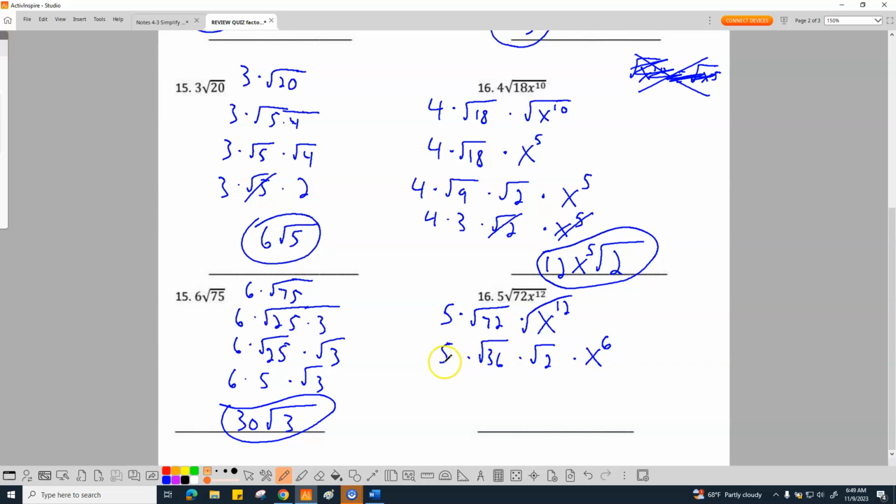Can I evaluate the 5? No. The x to the 6th? Nope. The square root of 2? It's all simple. This one I can. This square root of 36. 5 times 6 times the square root of 2 times x to the 6th.